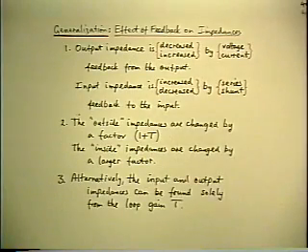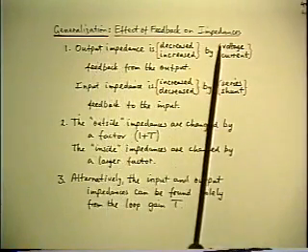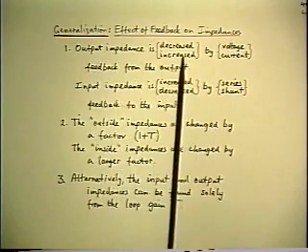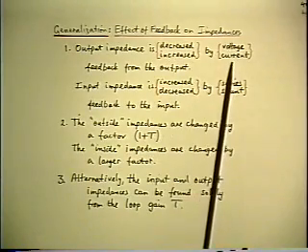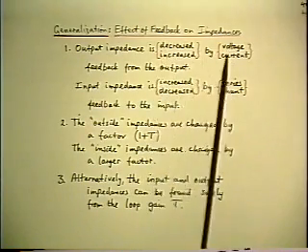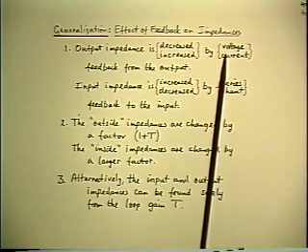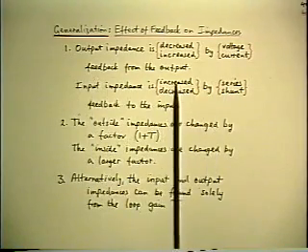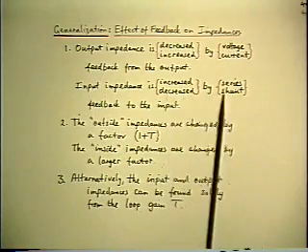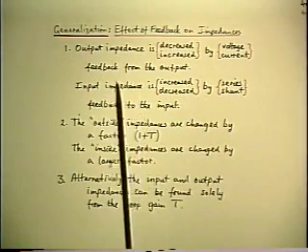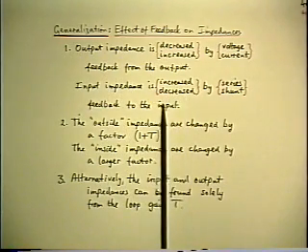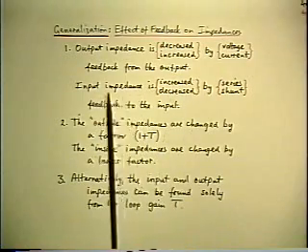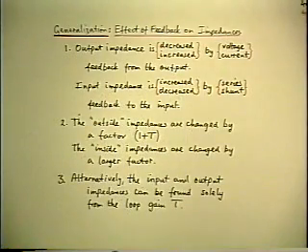Okay, to summarize where we are on this: the effect of feedback on impedances. Output impedance is decreased by voltage feedback and increased by current feedback. It's only the connection at the output that makes the difference as to which way it goes. Likewise, the input impedance is increased by series feedback and decreased by shunt feedback. And again, it's only affected by the way you connect the feedback at the input. What you do at the output makes no difference to the input impedance, and vice versa.